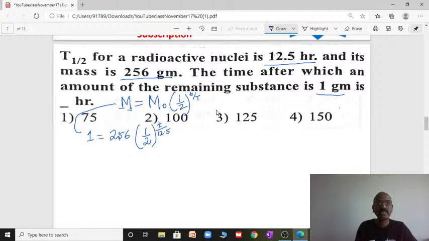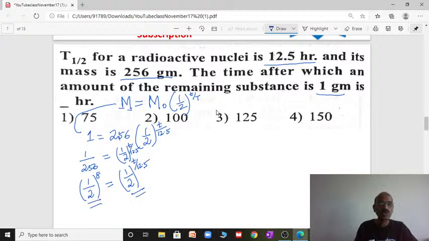Now you can see that 1 by 256, bringing it down, equals 1 by 2 whole power t by 12.5. Now 1 by 256 I can write in powers of 2. 2 to the power 8 gives you 256, so 1 by 2 whole power 8. I want to make the bases on the left hand side and right hand side equal, which is why I write it in terms of 1 by 2. The right side is 1 by 2 whole power t by 12.5. Since the bases are equal, the exponents are also equal. So 8 equals t by 12.5. From this, cross multiply: t equals 8 into 12.5, you will get 100 hours.